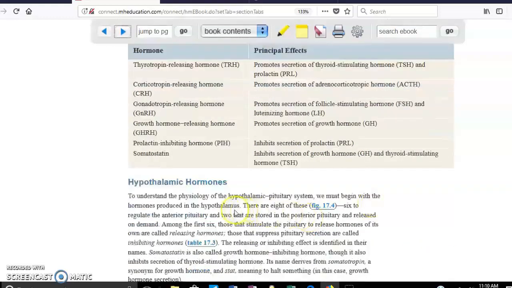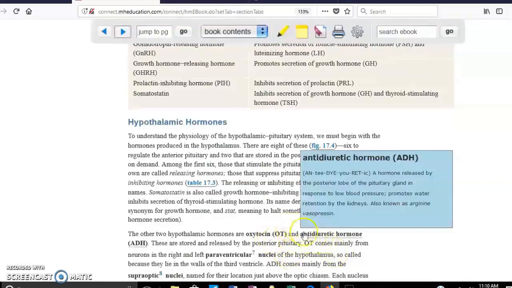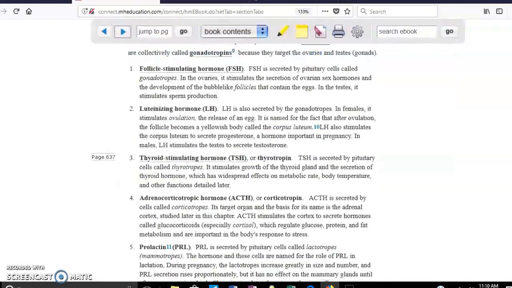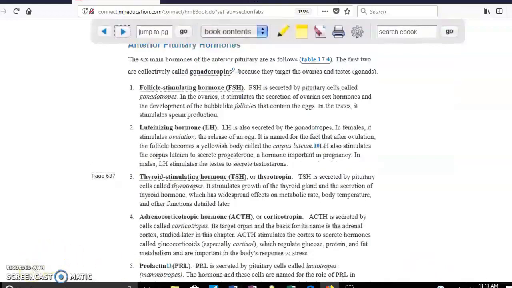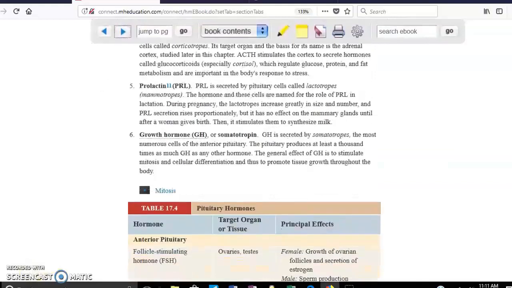We can also see the hypothalamic hormones in the posterior pituitary. We already mentioned that they are going to be the antidiuretic hormone and the oxytocin. I already talked about them. If we scroll down, anterior pituitary hormones. So what are the hormones that we have in the anterior pituitary? You can see here that you have FSH, LH, TSH, ACTH, prolactin, and growth hormone.